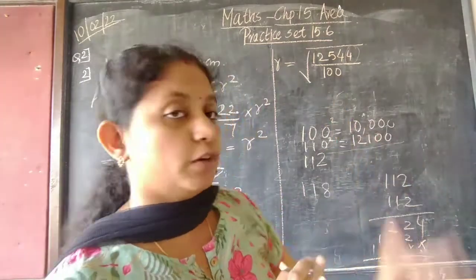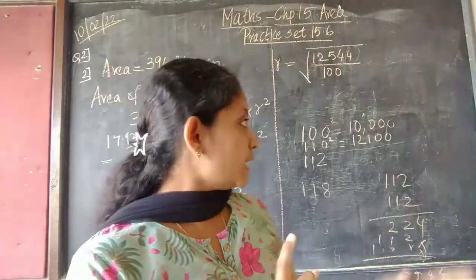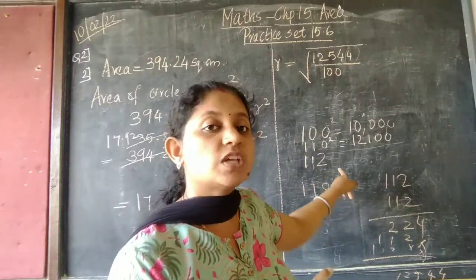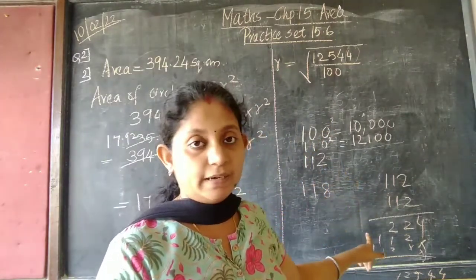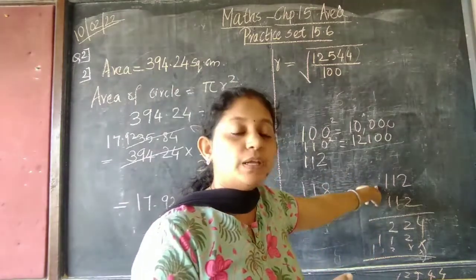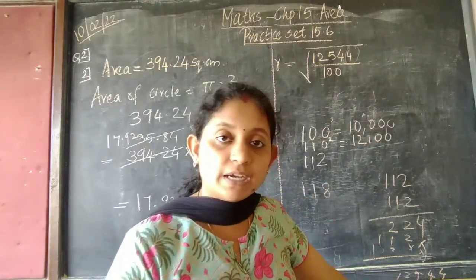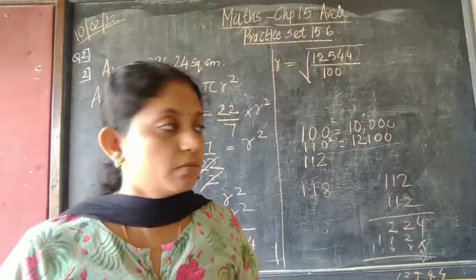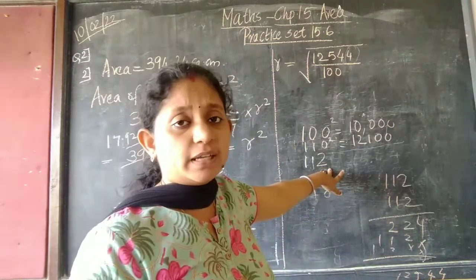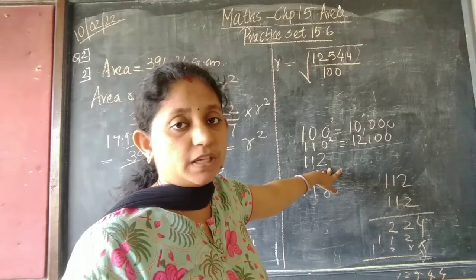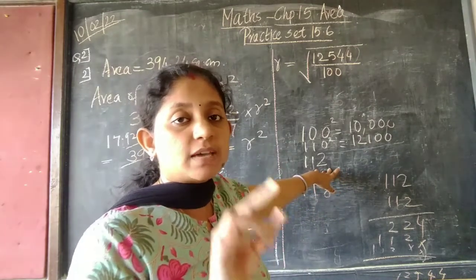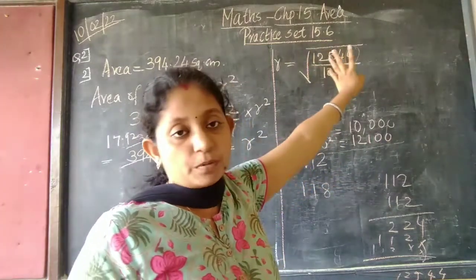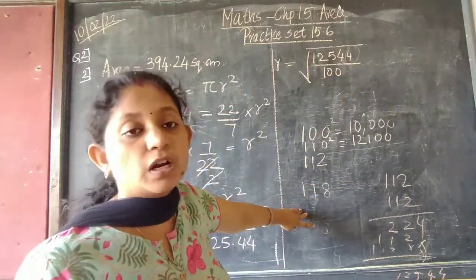We just want 544. So what I said, the last digit is 4, so the number ends with either 2 or 8. So just check 112 or 118. Multiply 112 into 112. Check whether we are getting 12,544. If not, then you have to go to the next number. You will not check 113, 114, 115, 116, 117 because 7 7s are 49, and the last digit you will get is 9. We want last digit 4. So next you will go directly for 118.